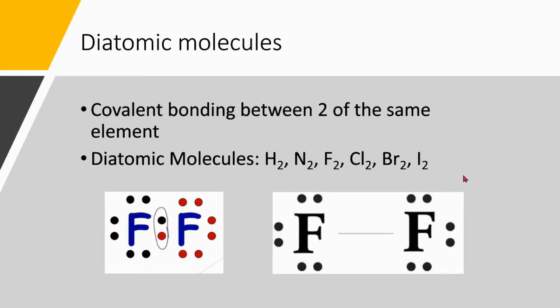This is just an example, another Lewis dot structure of it. So you see F, we have F2 here. So this one has the 7 black dots, this one has the 7 red dots. If they come together and share these two, then they both have 8 around them and they're happy. In the Lewis dot structure, we can show it this way with that line in the middle to say that they are sharing electrons.